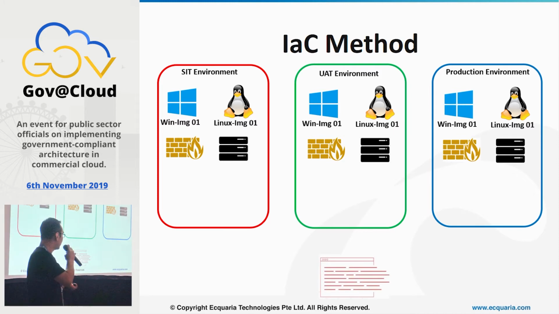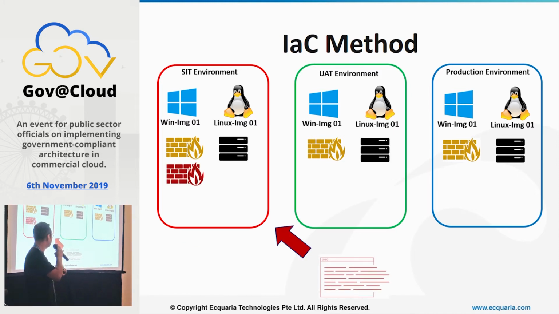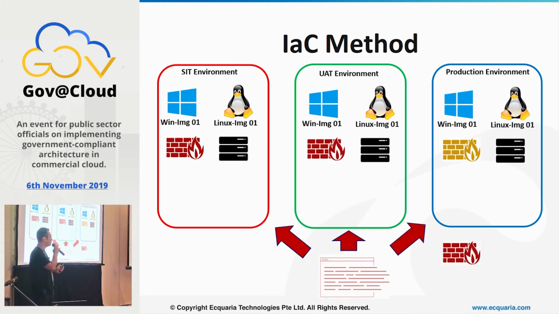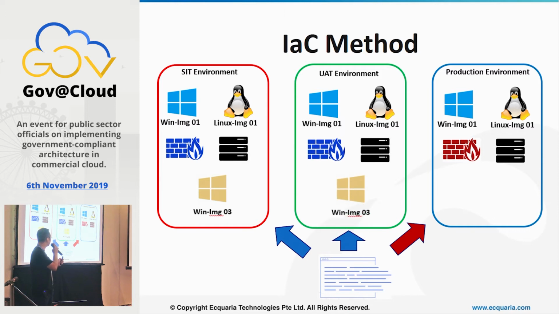We apply the firewall rule example, we do it in the SIT, UAT, production. We can ensure that by using this code, the same rules apply consistently across the 3 environments, and if we want to launch new services, new Windows, we apply the code to the 3 environments. So regardless of size, we can ensure consistency because we are using the same image and the same firewall rules to apply across.